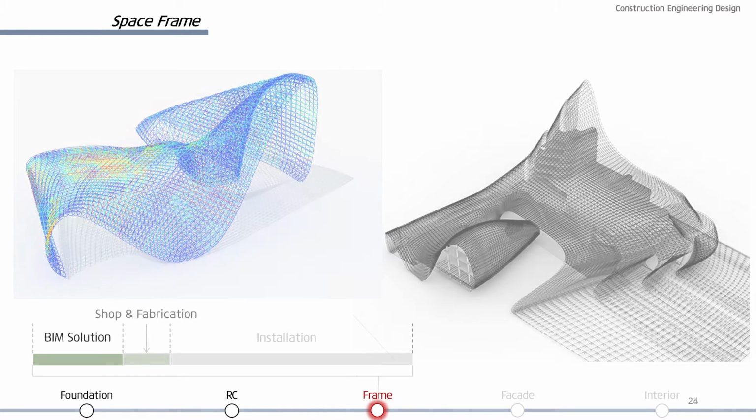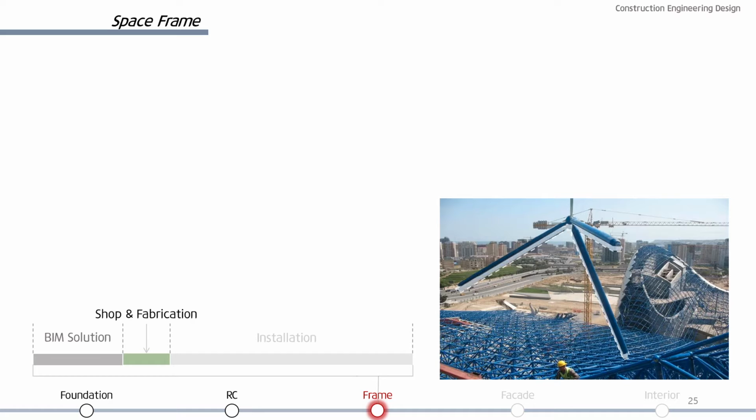Next is the fabrication of the space frame. To create the shape of the external skin, 5.5 thousand tons of structural steel was required.